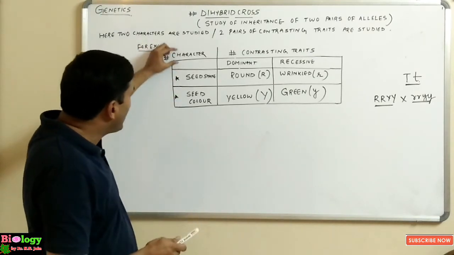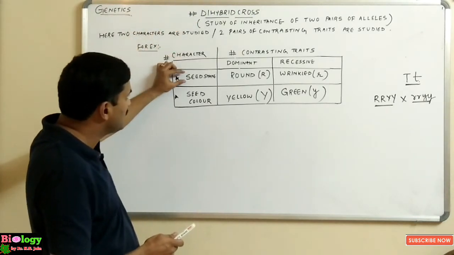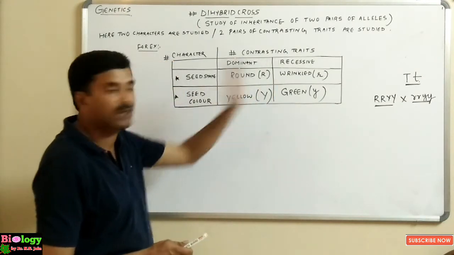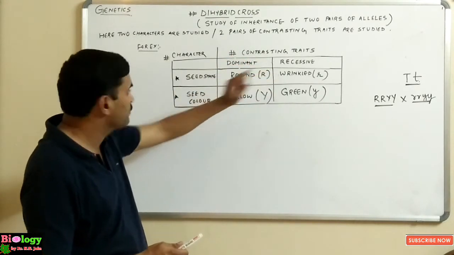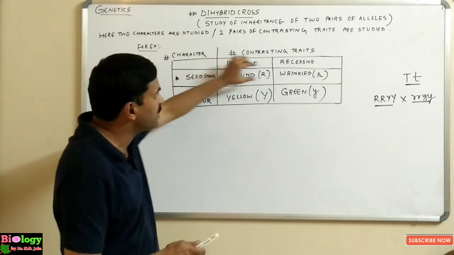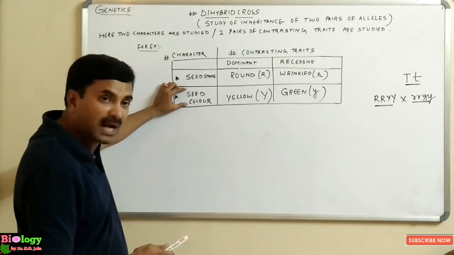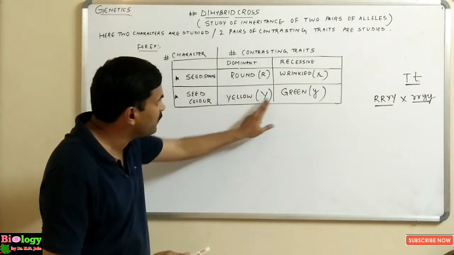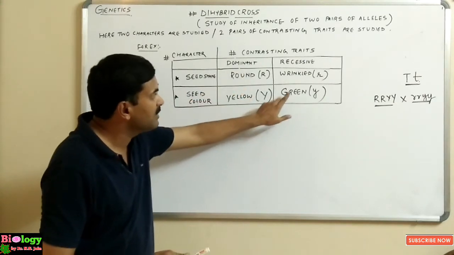For example, since I am discussing the dihybrid cross, I have taken two characters, seed shape and seed color. These two characters have two pairs of contrasting traits. As we know, a contrasting character has a dominant and a recessive one. The character seed shape has the contrasting traits round and wrinkled. Round is dominant, wrinkled is recessive. The other character is seed color, with the contrasting traits yellow and green. Yellow is dominant and green is recessive.